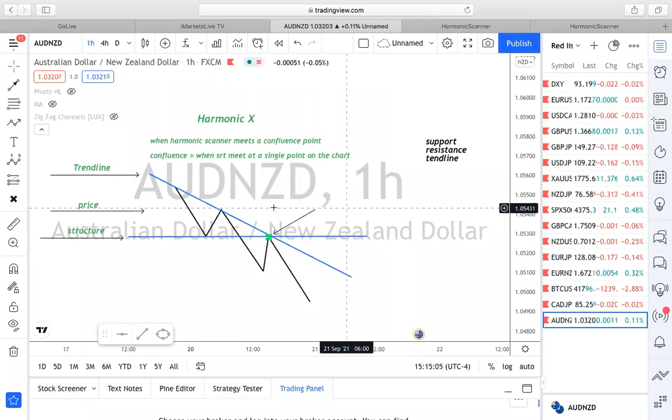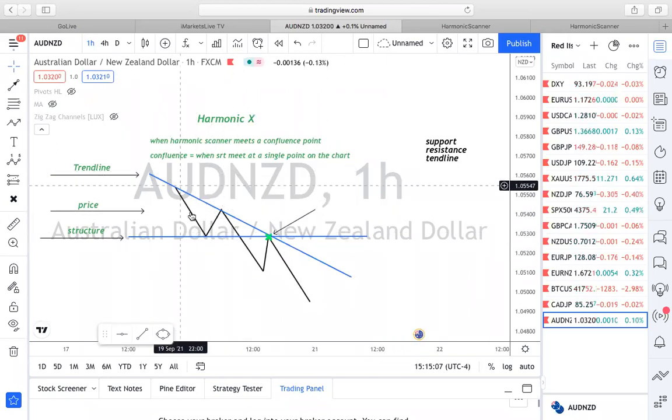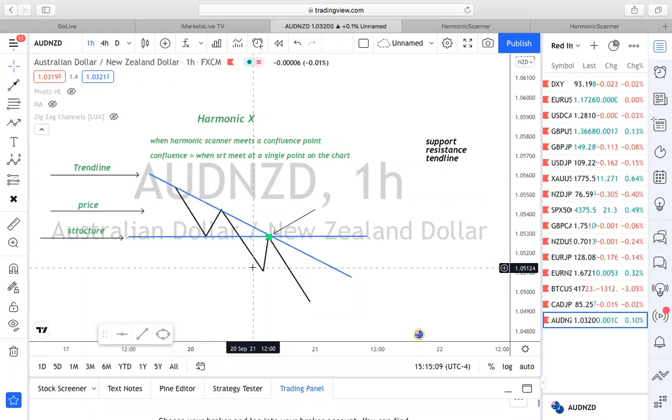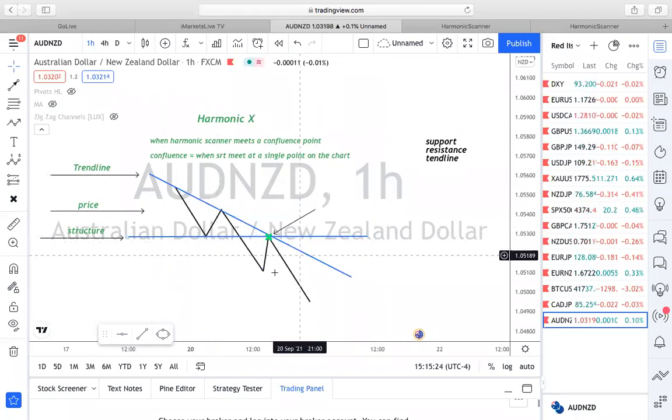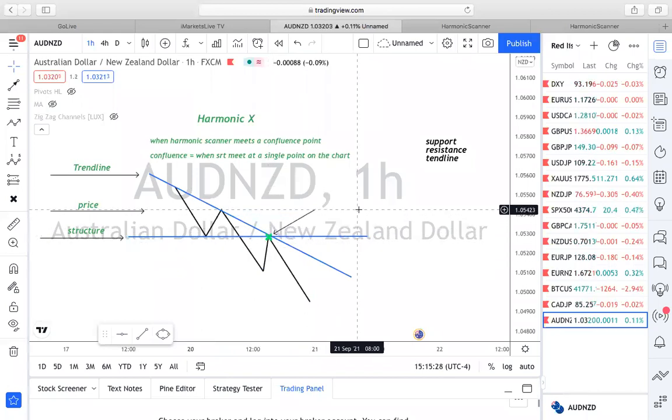Honest to truth, this is literally a downtrend. We have price bouncing off the trend line, and the structure point, which is a support level, well, a resistance level right now. Where price meets that, I don't know if you noticed, but it makes an X. Where trend line, structure, and current price meet, it literally makes an X. This is why it is called the Harmonic X strategy.